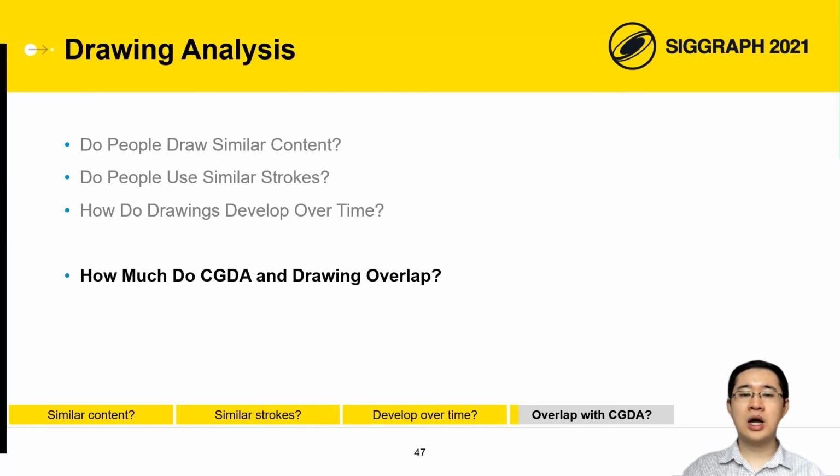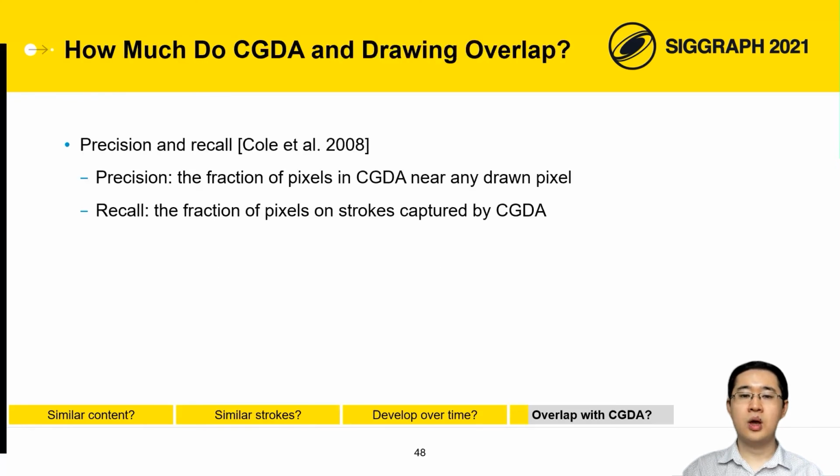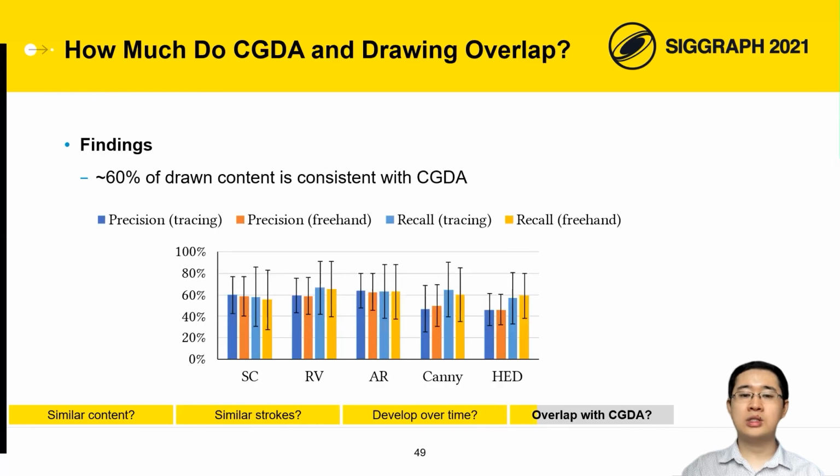We now revisit current CGDA methods and evaluate their output using our data to see how similar drawing content is to computer-generated output. We began with a pixel-wise comparison between rasterized drawings and CGDA results. We computed precision as a fraction of CGDA pixels near any drawn pixel and computed recall the other way around. We considered 5 widely used CGDA algorithms and found about 60% of drawn content is consistent with computer-generated output.